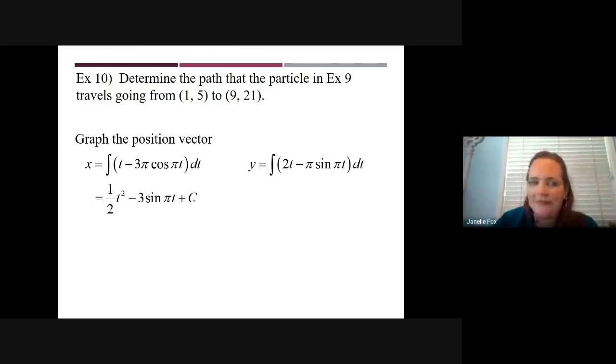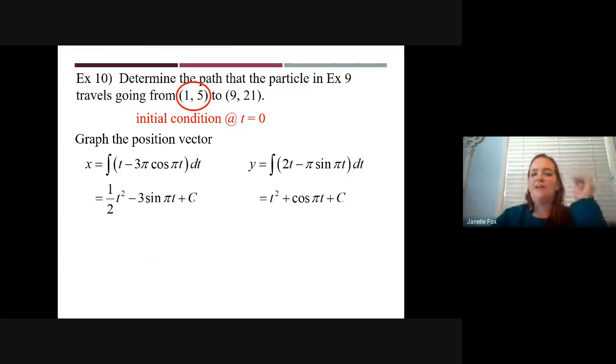We know that at the time of, well, let's do the y guy next. Sorry, I got ahead of myself. I always rush these things. So we're going to do the y guy. So that's going to be t squared and then cosine of pi t plus c. We know the initial condition at time 0 was (1, 5). So that's basically what happened. We're going to let t be 0, right? Then we're going to solve for the c values, okay?